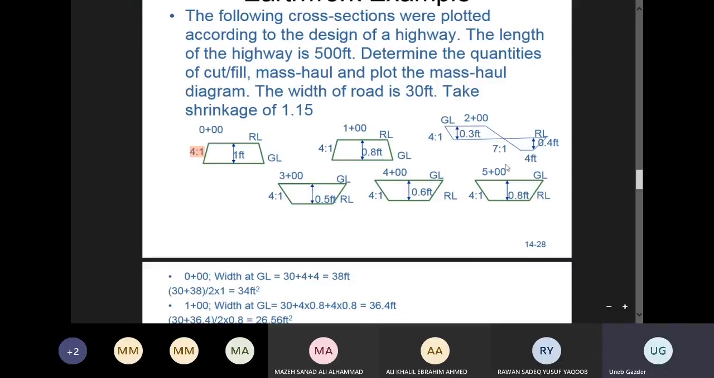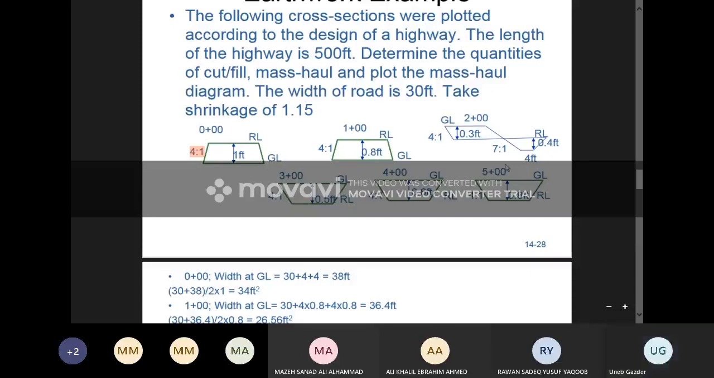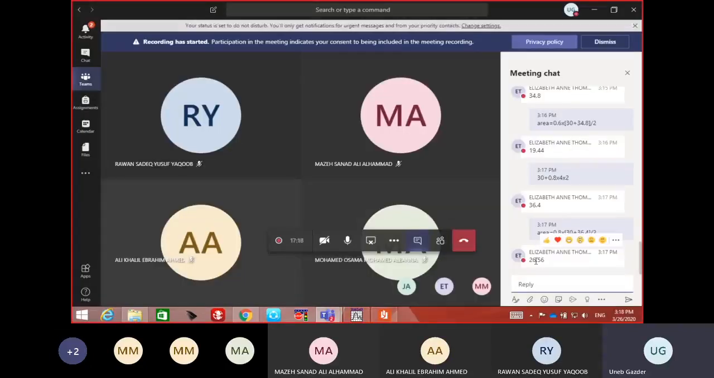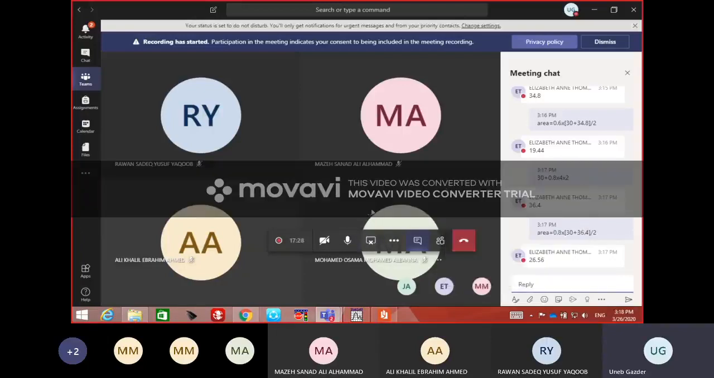Okay, now we have to calculate the area for station 2. For that, I need more time. So give me 10 minutes. I will pray and come back, and then I will explain how to calculate the area at station 2. Okay, so I will just mute the call here, and I will be back inshallah in 10 minutes.